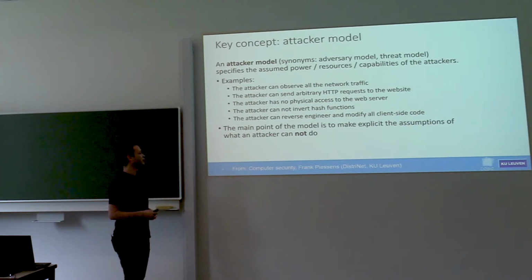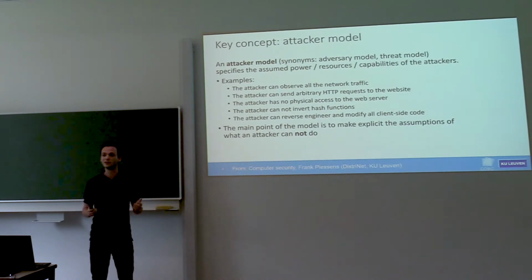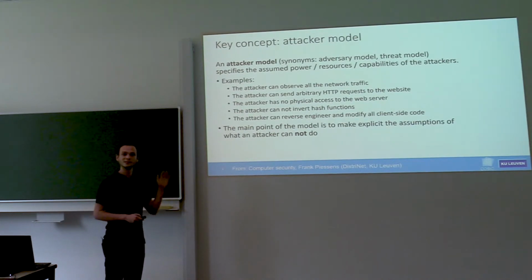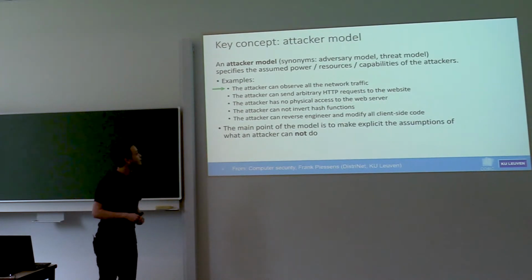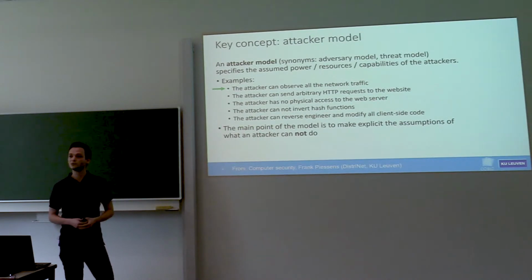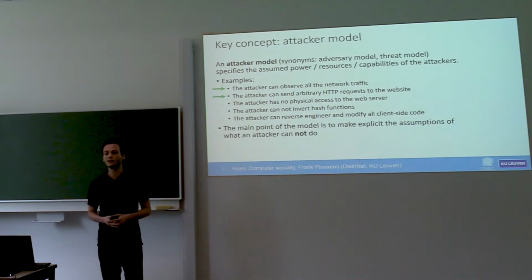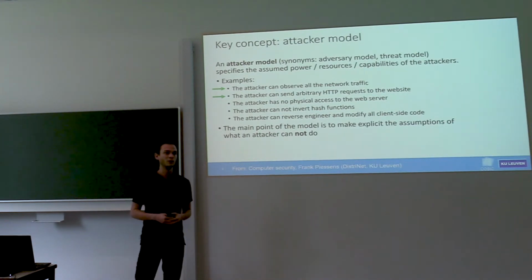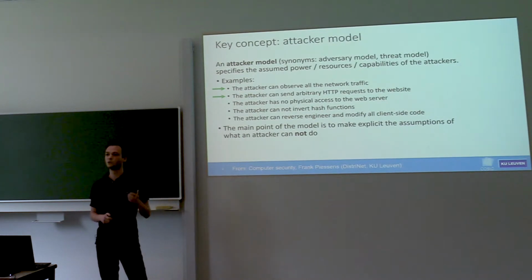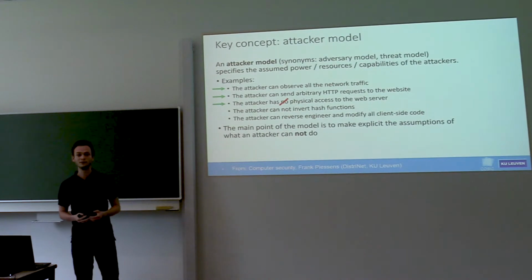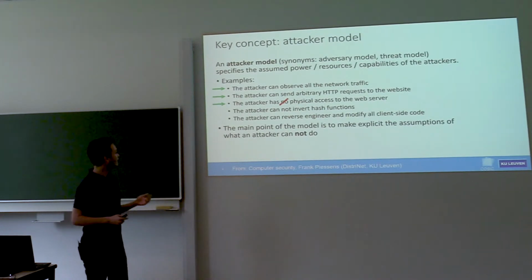So this is a slide I borrowed from Frank Piessens about attacker modeling. And we're going to briefly look at these embedded devices and apply his model. So as we own the device, we can observe all of the network traffic. We can send arbitrary requests to the device. And once we gain root, we can also impersonate the device, so send arbitrary requests to the web server. Since we own the device, again, we have physical access and we can access the web server.